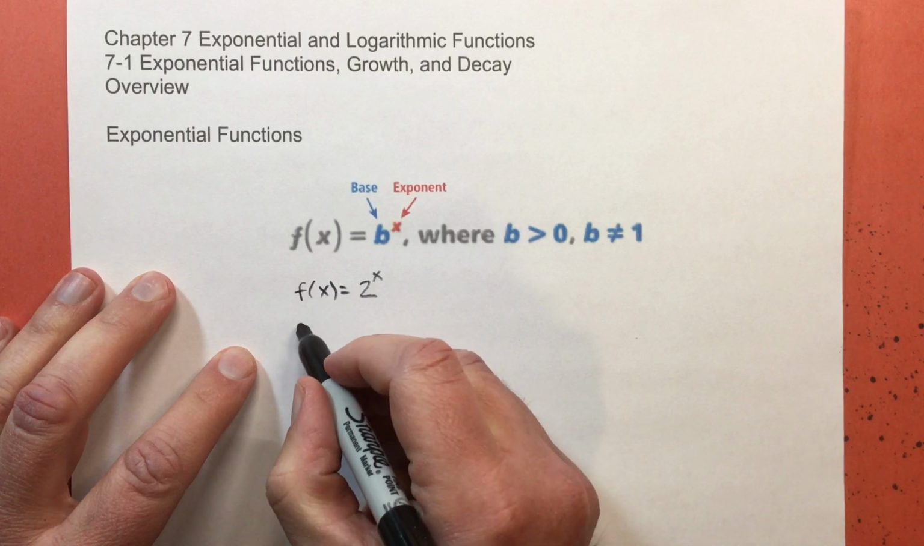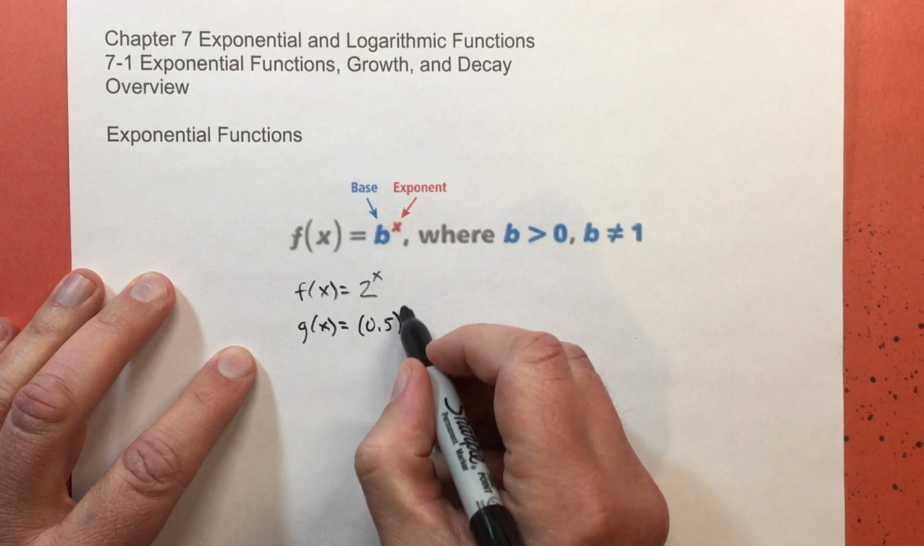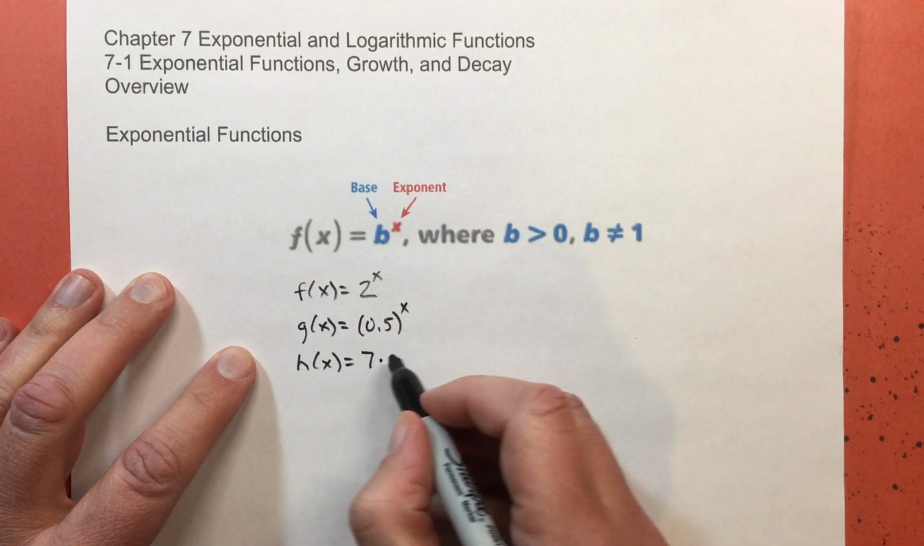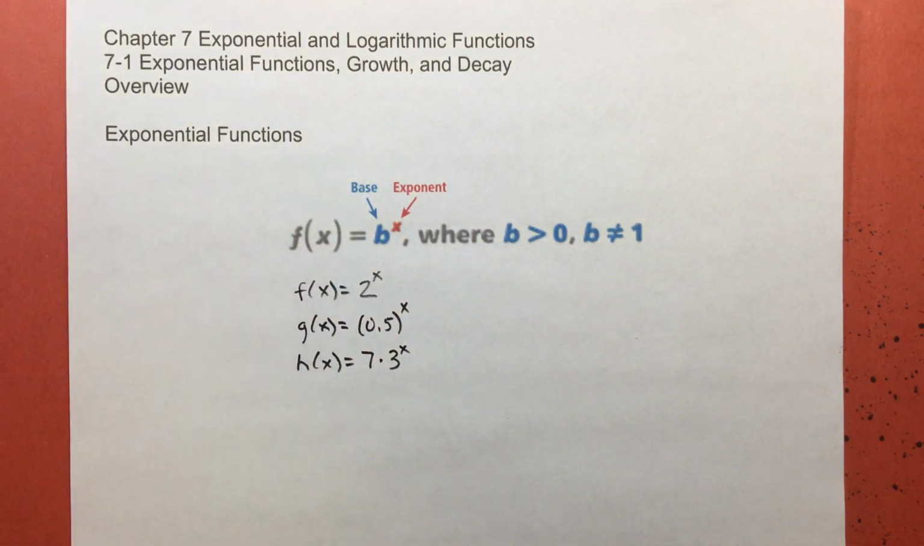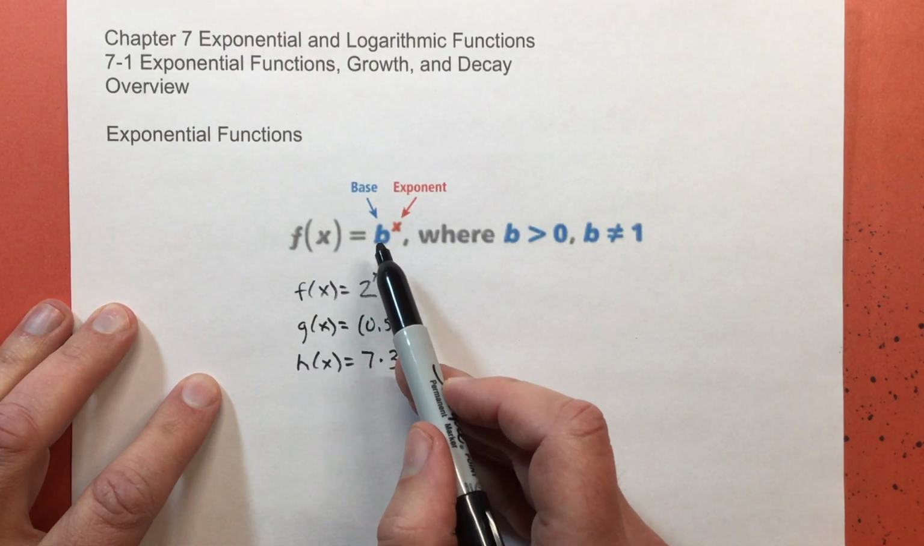You can also have another one, we'll call it g of x, maybe 0.5 to the x power. Or h of x could be 7 times 3 to the x power. So these are examples of exponential functions, and we'll go into the details in the next couple of videos. In this video, which is not an example from the book, I'm calling it the overview, just an introduction, we're going to talk about what the exponential function means, and also how we write it and what things stand for. This base, the base of the exponent, is the number that's being repeatedly multiplied.